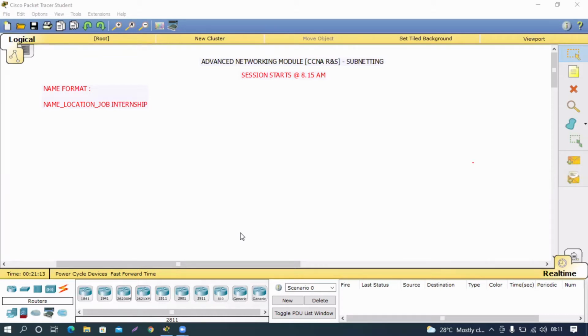Ganesh. /22. How many ones are there in binary? In binary, how many ones are there in /22? Sir, I know the subnet mask, but what are you asking? The binary conversion. How many ones are there in /22?